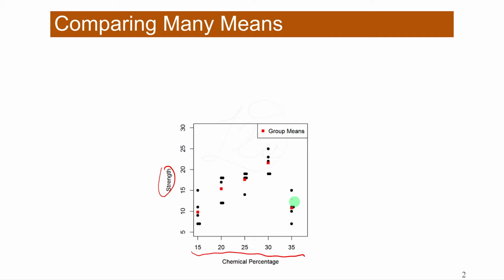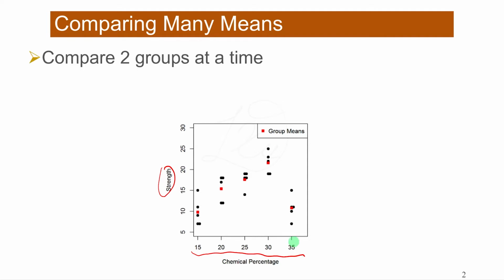The question here is, I want to know if the variability in the sample means, so the red square dots, is due to random experimental errors or chance, or due to the addition of different amounts of chemicals.